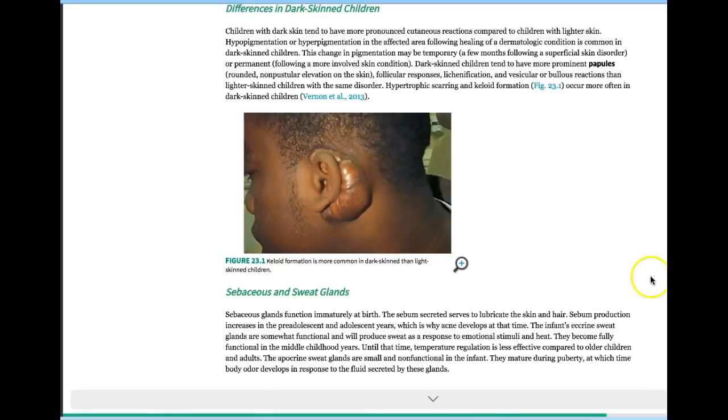There's a good picture of a keloid. Again, that's just a scar, what's it called? Hypertrophic scarring. So it's just a scar on steroids.